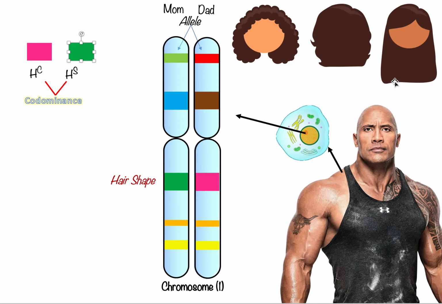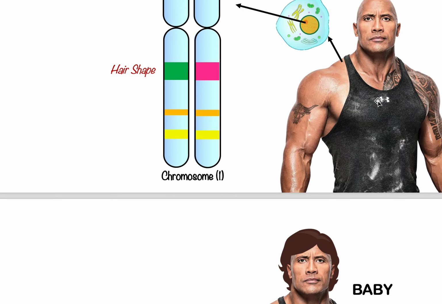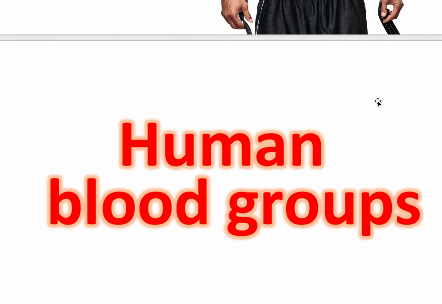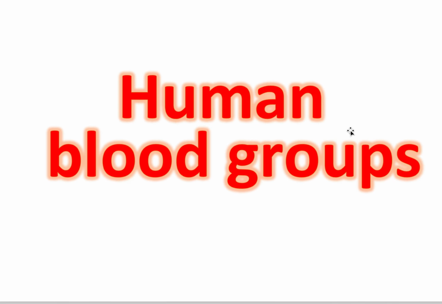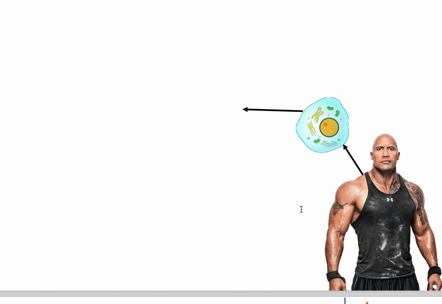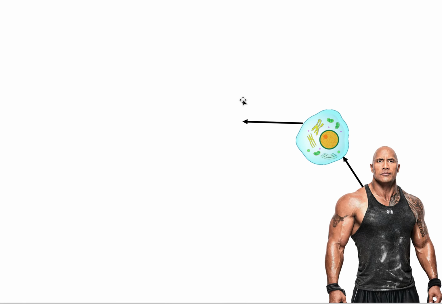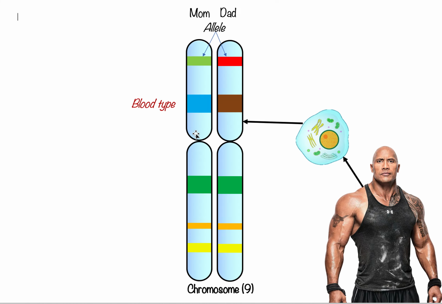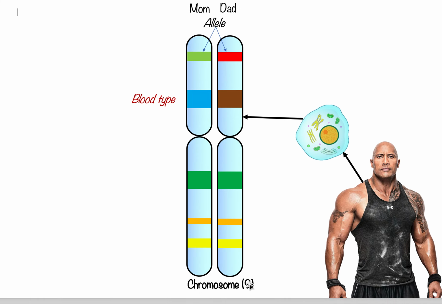So we're going to take a look at another example that is a little bit more complicated that you need to know, okay? And this is human blood groups. So if you're up to date so far, this shouldn't be much more for you, okay? But let's get into it. So we're going to look at the same guy because why not? Okay, we're looking at the rock. And we're looking now at another chromosome, specifically chromosome 9, okay? Because chromosome 9 has the information for blood type.